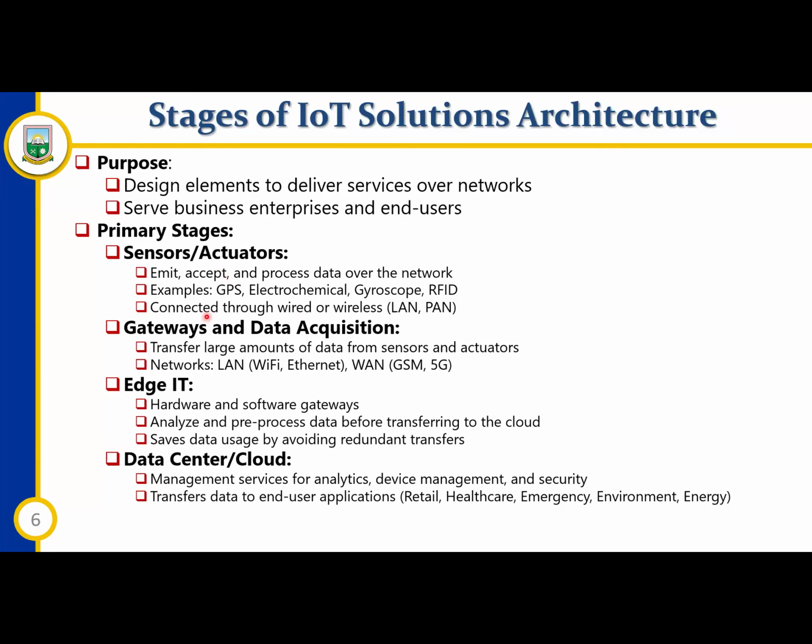For the sensors and actuators, of course, they are devices, and what they do is emit, accept, and also process data over the network. So they do the emission, acceptance and processing of data over the network. Network in the sense that for IoT to exist, we need access to a network, which most times, based on the earlier lecture, has to be. These sensors and actuators may be connected either through a wireless medium or a wired medium.